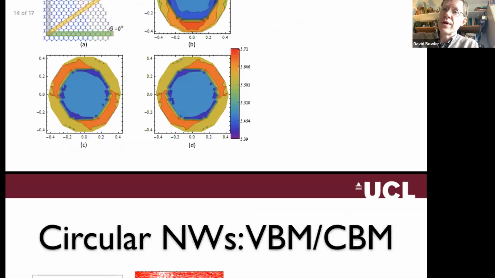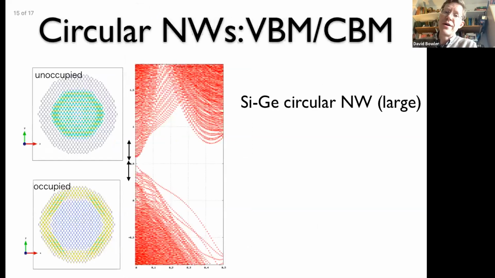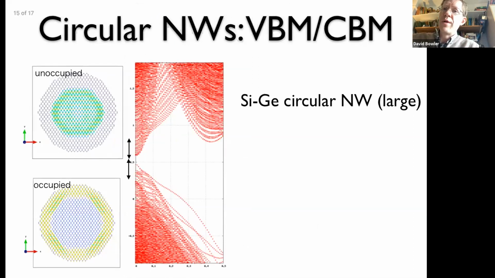We can then also, in a variety of different ways, calculate the eigenstates. So here you can see plots of those eigenstates for the silicon germanium nanowire, and also the band structure along the axis of the wire. So you see that the topmost occupied band sits in the shell, and the bottommost unoccupied band sits in the core. Let me just show you one more illustration.